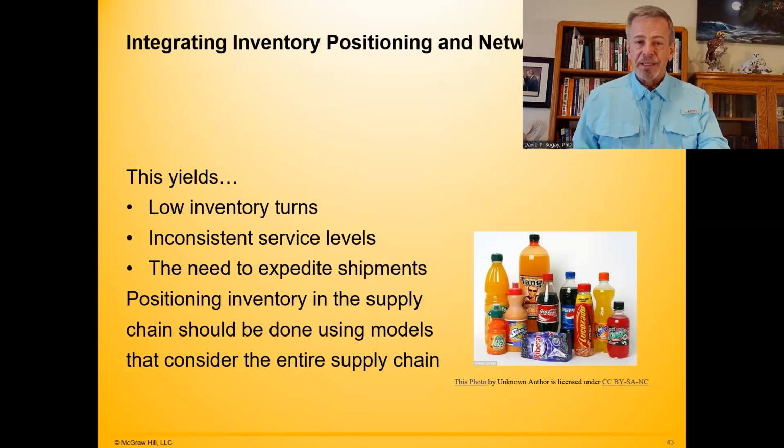When you start integrating different things, the positioning and the networking, watch for low inventory turns. You want to have your inventory turning faster and faster. It keeps it fresh. If you have any products that could be disposable, or could sit and get stale because of due dates or whatever on the labels, you have a problem. You have to have a high inventory turnover. You need to have consistent service levels, and you need to expedite shipments.